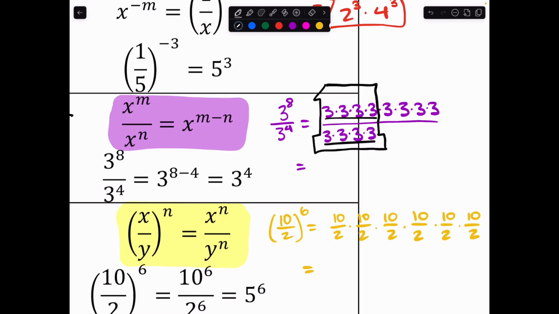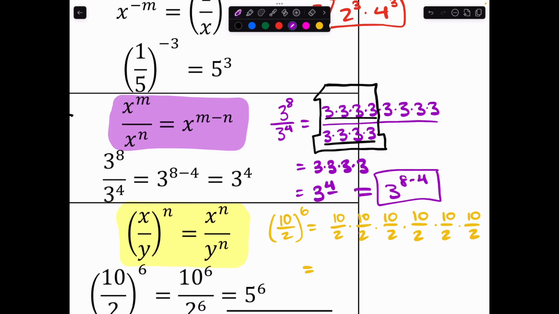This is 1 times the stuff that's left. So the stuff that's left is just 3 times 3 times 3 times 3, which is 3 to the 4th. But that's what our rule was saying anyways. This is 3 to the 8 minus 4, because 4 is 8 minus 4. All right.